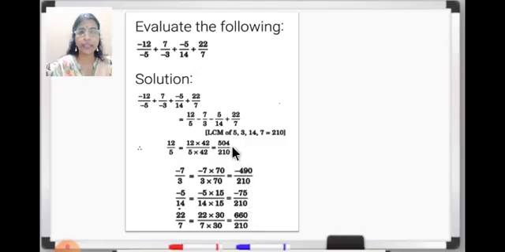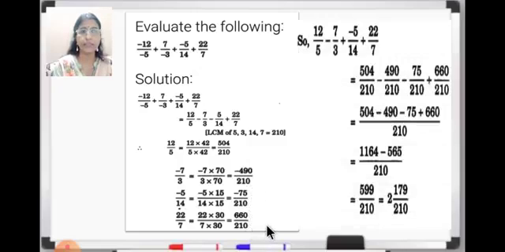So this way you can see here we got 504 upon 210, and here we got minus 490 upon 210, then minus 75 upon 210, and 660 upon 210. So we got all the denominators the same. Now we are going to solve it. Now we'll see the next step.